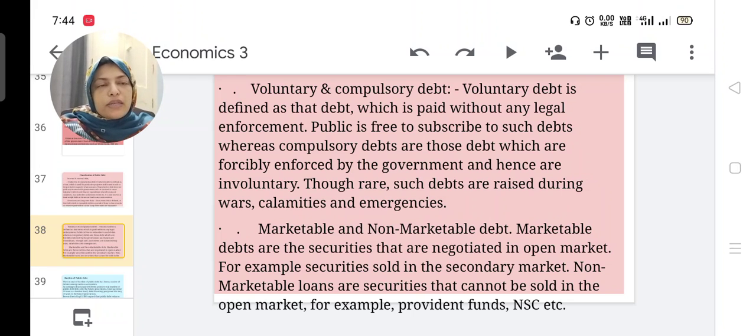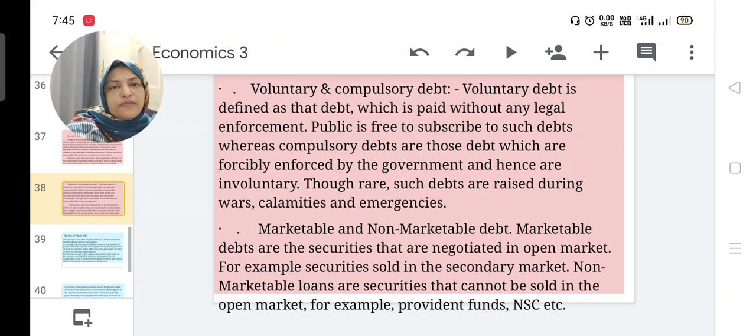Next, marketable and non-marketable debt. Marketable debt are securities that are negotiated in the open market, for example securities sold in the secondary market. Non-marketable loans are securities that cannot be sold in the open market, for example Provident Fund, NSA, National Savings. So marketable debt are securities negotiated in the open market, sold in the secondary market. The non-marketable are securities that cannot be sold in the open market, for example PF, Provident Fund, and NSA.